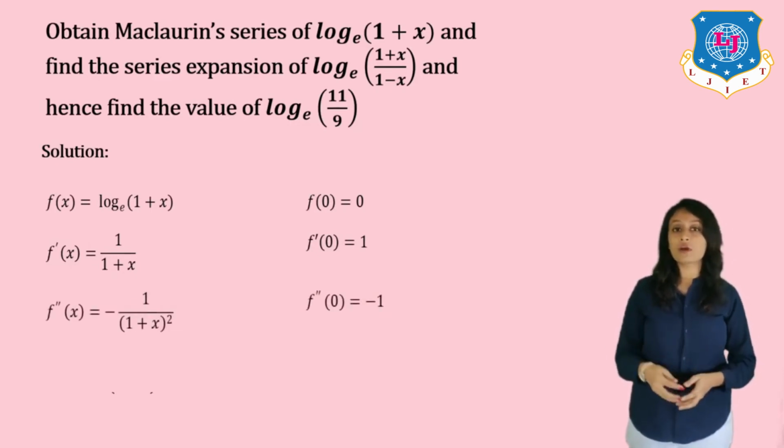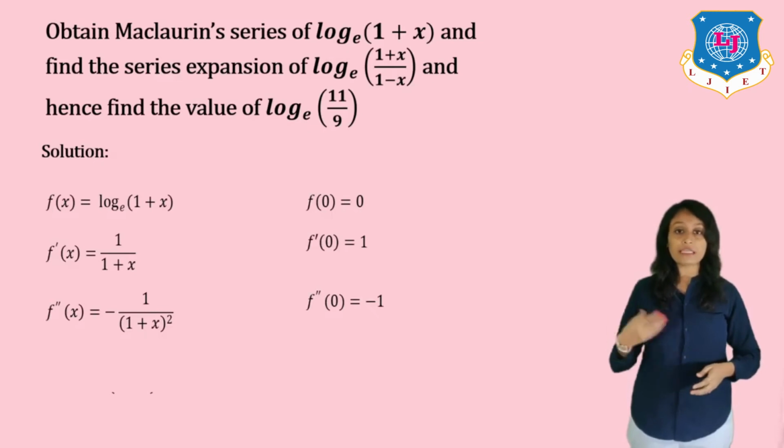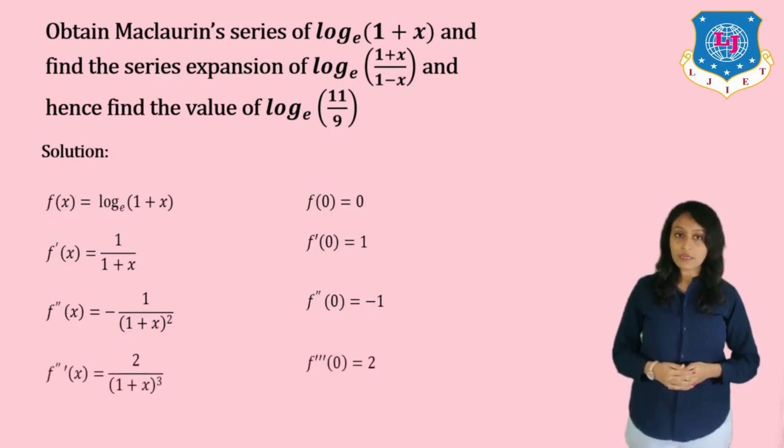Again find its derivative. So f''(x) is -1/(1 + x)². Its value at 0 is -1. Next we have to find its third derivative, which is 2/(1 + x)³. Again we have to find the value at 0, which is 2.